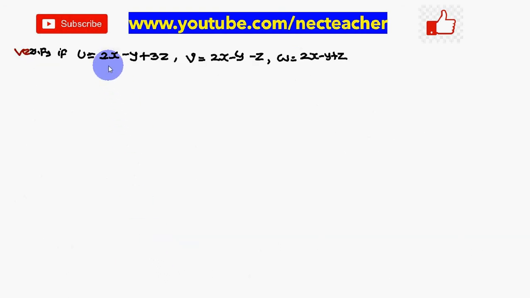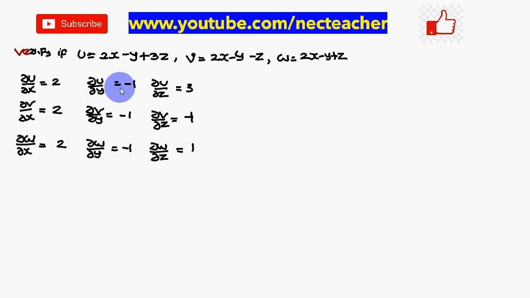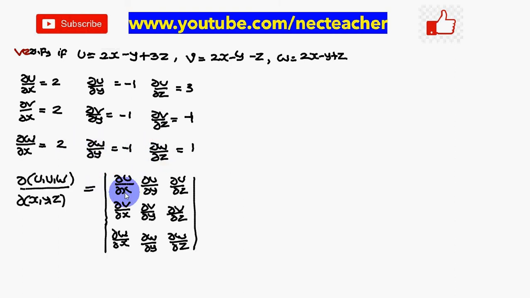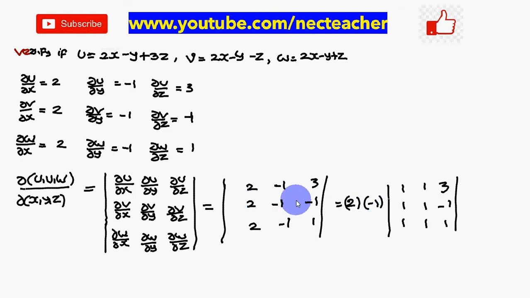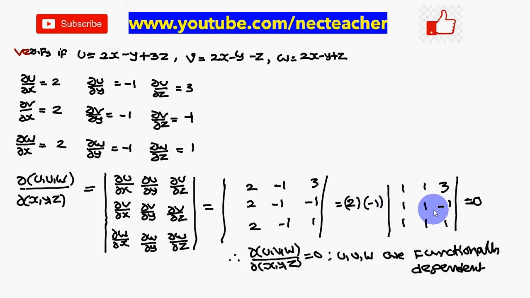Next, verify the u, v and w he has given. ∂u/∂x is equal to 2. Similarly ∂u/∂y is minus 1, then ∂u/∂z, ∂v/∂x, ∂v/∂y, ∂v/∂z, ∂w/∂x, ∂w/∂z, and so on. Just substitute all the values. In the first column it is 2, take it outside. In the second column it is minus 1, take it outside. The determinant has two similar rows, therefore it is 0. Therefore u, v, w are functionally dependent.